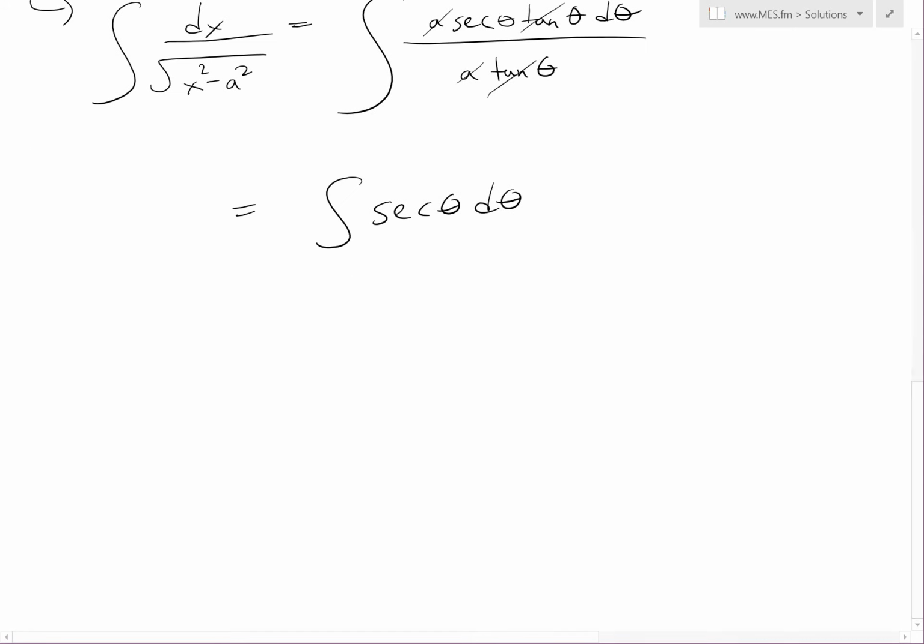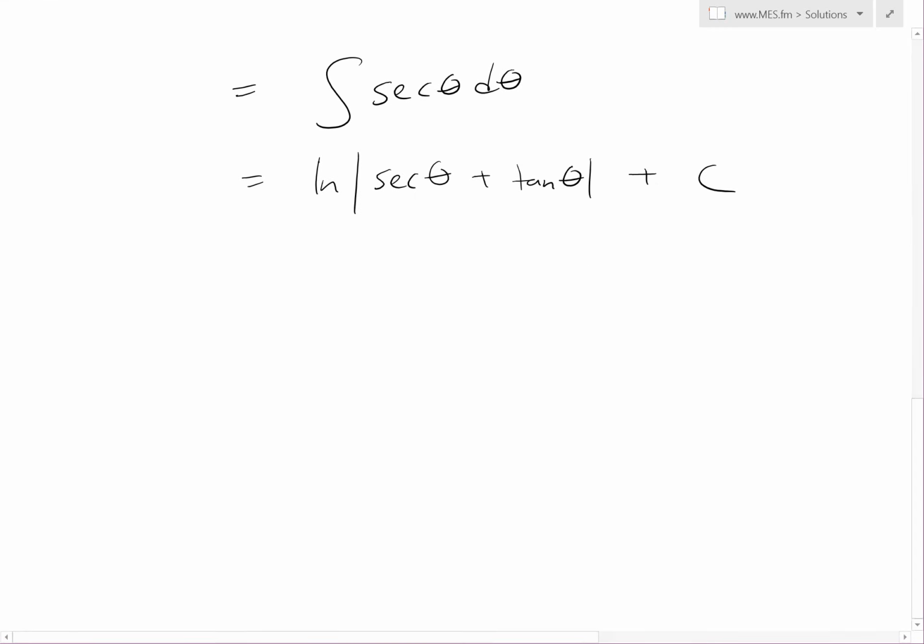So now that we have this, and also like I showed in my earlier video on the proof of the integral of secant theta, you can see the proof for this in the video link below. This equals ln of the absolute value of secant theta plus tan theta, and now we have to add our constant c. So that's what this integral is equal to.